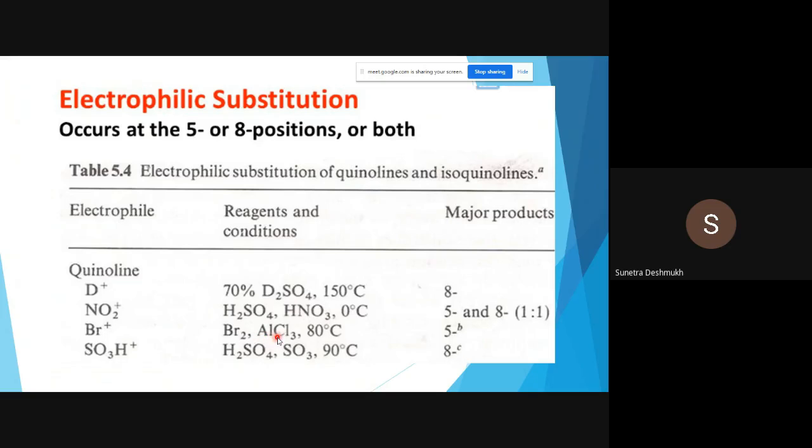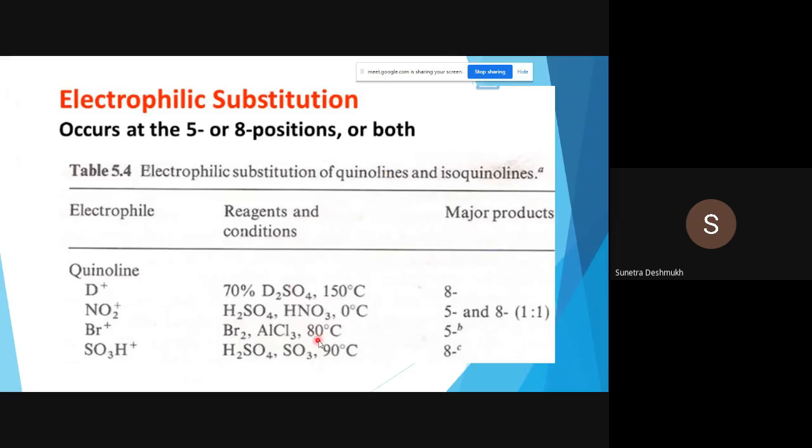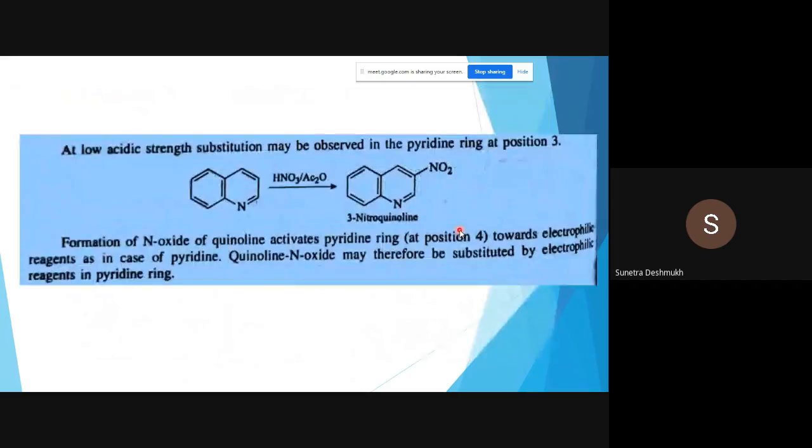For bromination they have used AlCl3 and 80 degrees centigrade. In the previous one, Br2 in H plus, we got the 8-bromo as a major product. So pay attention to the reagents and conditions of the reaction. The sulfonation reaction they have carried out with H2SO4 and SO3 at 90 degrees centigrade, so sulfonation occurs at one position as a major product. These are some reactions of electrophilic substitution.